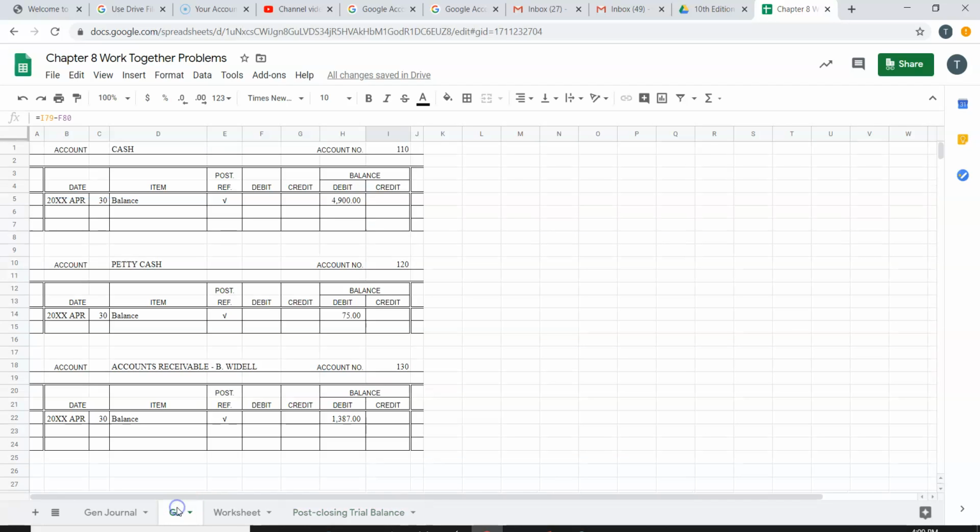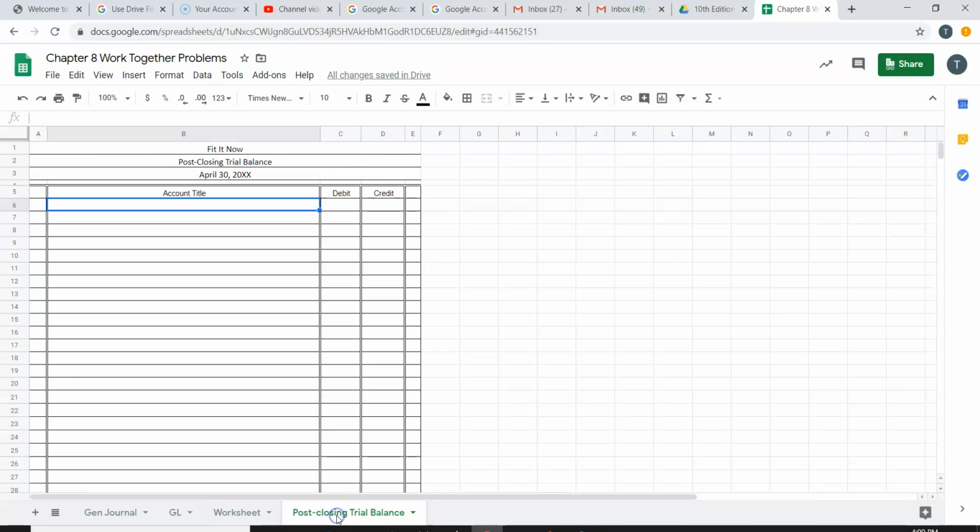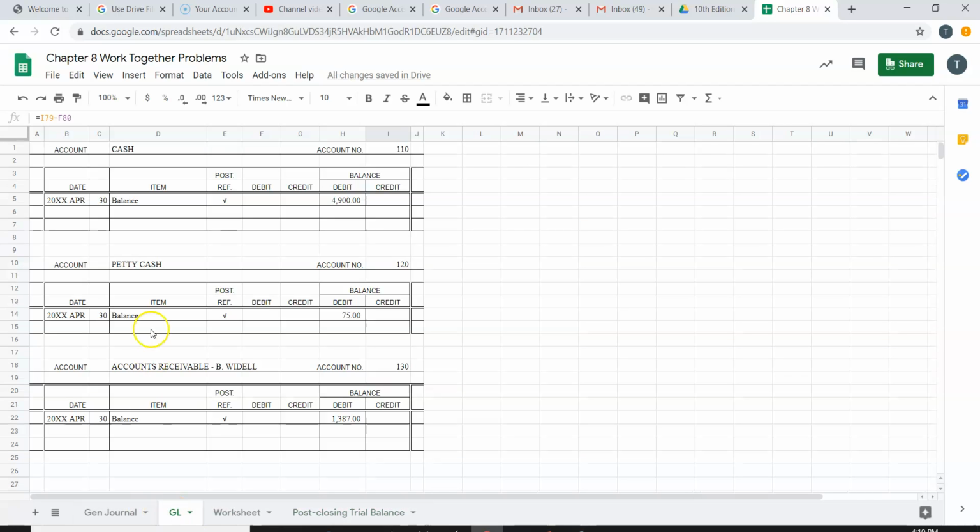So first one is cash. Here's our cash account. It has a debit balance of $4,900. So I'm going to type right here, cash, make sure I'm in the debit column, and type in $4,900. Next is petty cash. It has a debit balance of $75.